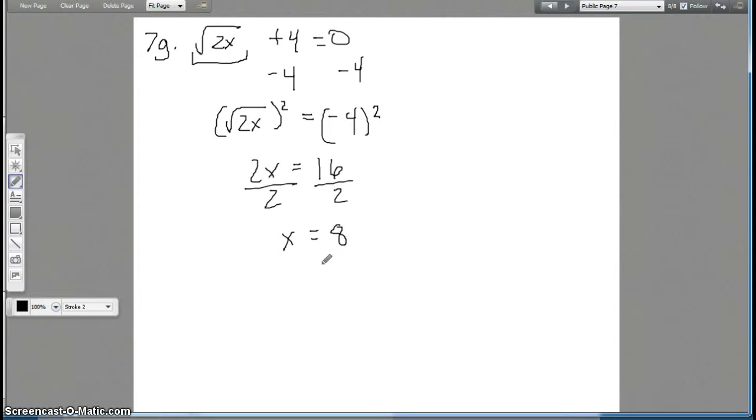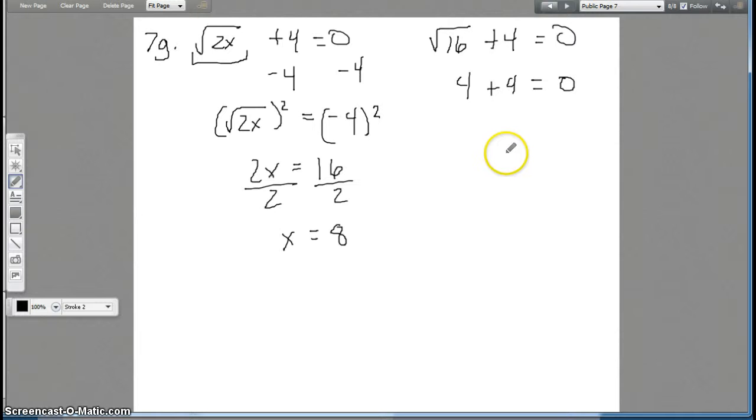Now we have to check it back in our original equation, which was square root of 2x plus 4 equals 0. So we start off with the square root of 2x. Our x is 8. So 2 times 8 is 16. So we have square root of 16. Then we have plus 4 and then equals 0. The square root of 16 is 4. And then we copy down our plus 4 equals 0.